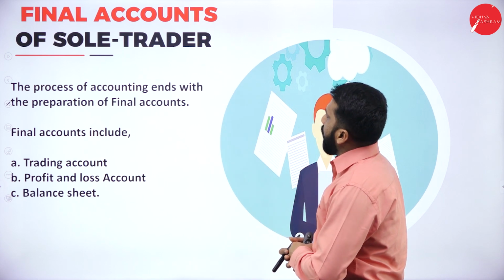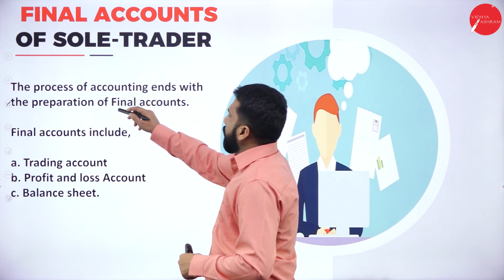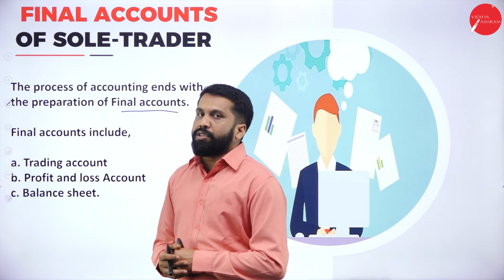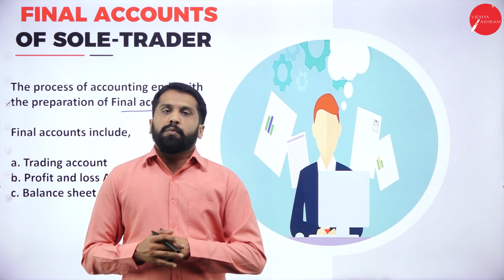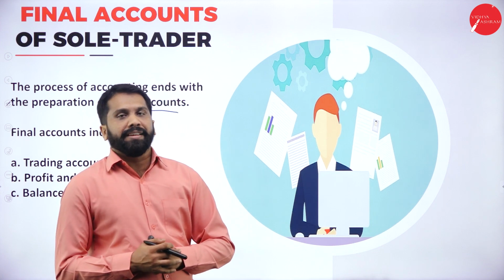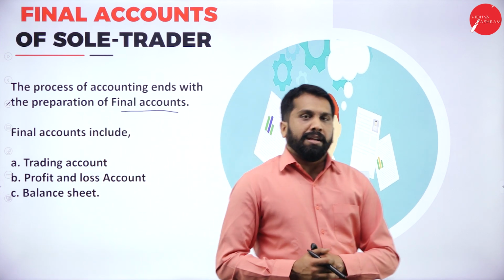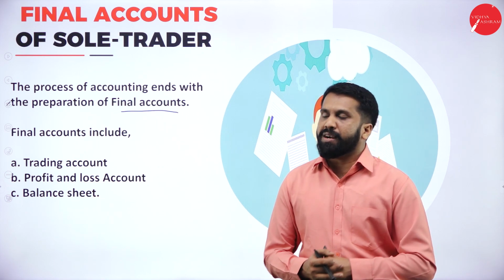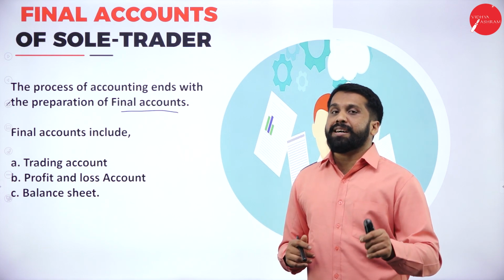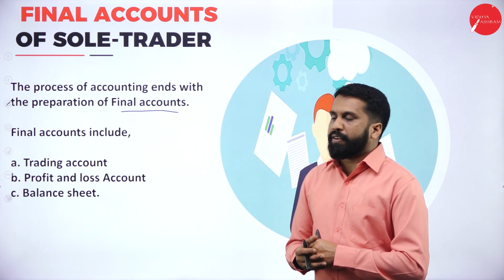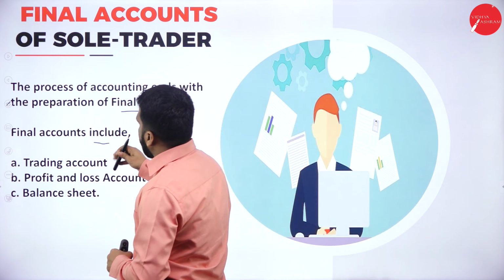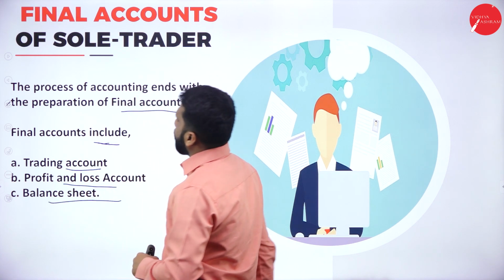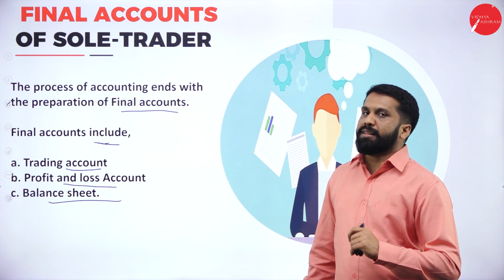Now, the process of accounting ends with the preparation of final accounts. Once you do your final accounts, it is the final step of accounting. Once you are done with your final accounts, you will get to know what your profit is. You prepare all the accounts to know what your profit is. Final accounts include trading account, profit and loss account as well as balance sheet.